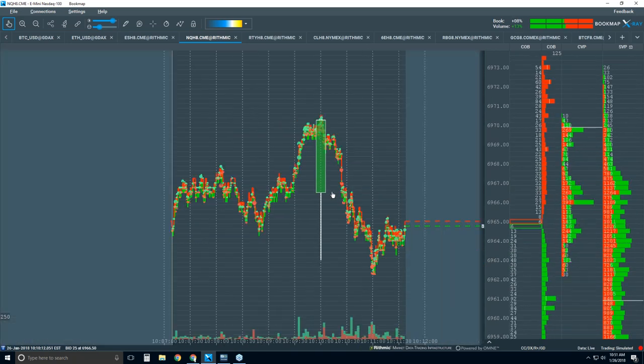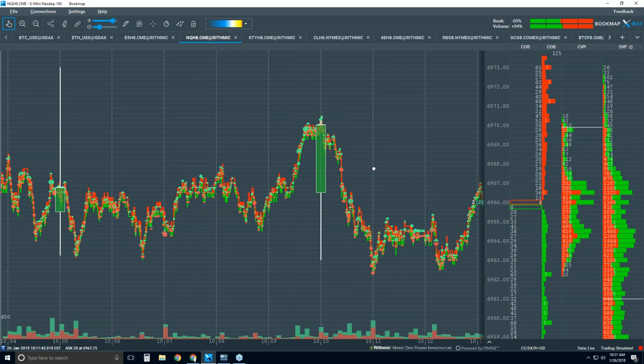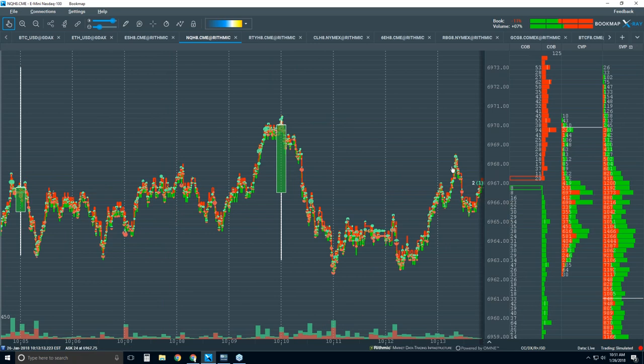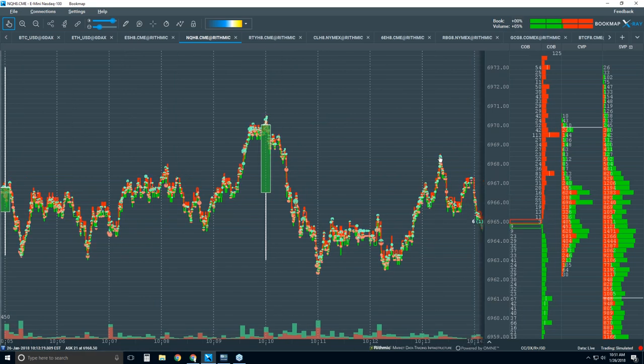So we come back and we're going to get a retest here. Where do we retest? Right to where those sellers initiated. And you can see that there is some buying up here, but there's just not enough.